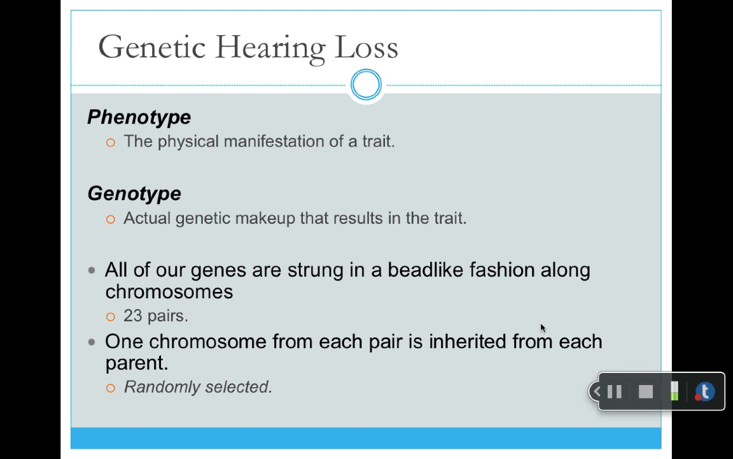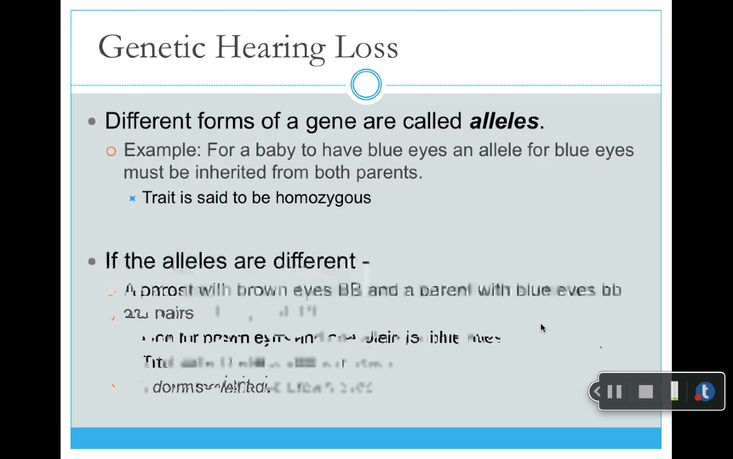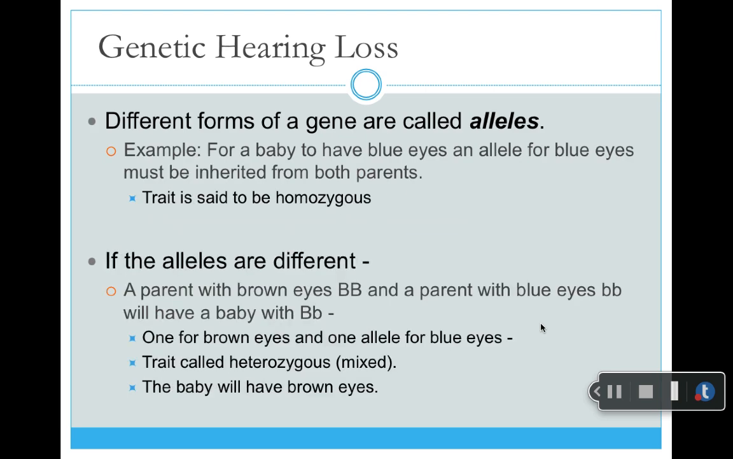If you were to have brown eyes, you could either have a big B from mom and a little b from dad, or you could have two big B's. So the phenotype is the physical manifestation, the genotype is the genetic makeup. All of our genes are strung in a bead-like fashion along chromosomes. We have 23 pairs of them. One chromosome from each pair is inherited from a parent, and it's randomly selected.